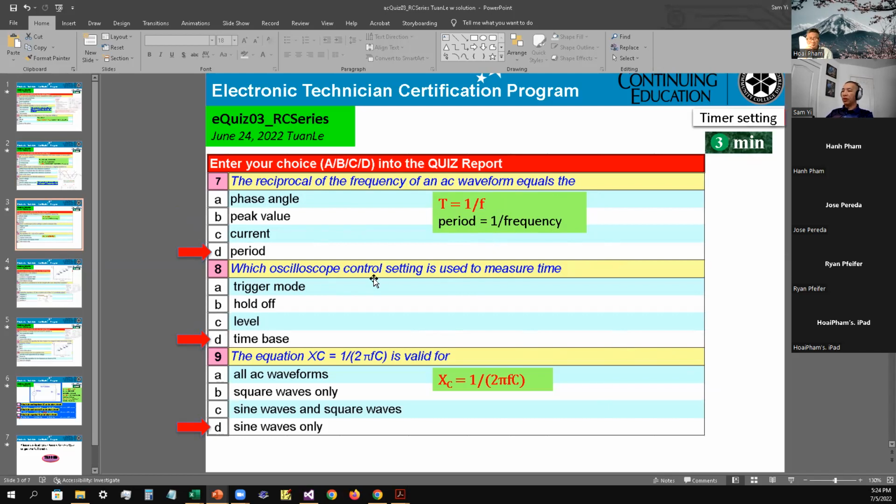Number 8, which oscilloscope control setting is used to measure time? Okay, that will be the time domain or time base. So the answer is D as in David for number 8. Number 9, the equation XC equals 1 over the quantity 2 pi FC is valid mainly for just the AC signal or the sine wave only. Okay, so the answer is D as in David for number 9. Okay, any question on number 7, 8, or 9?